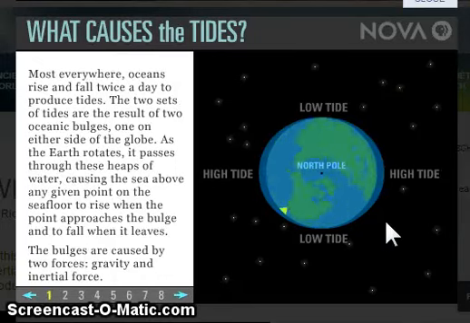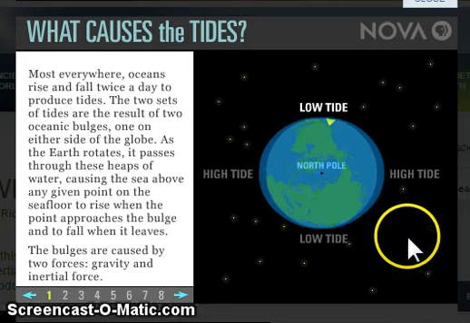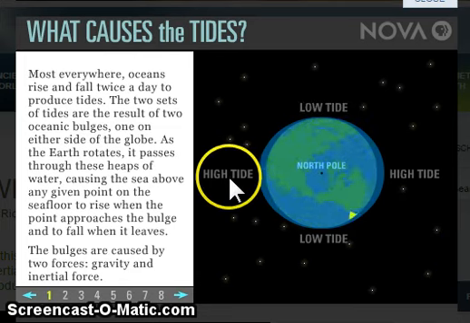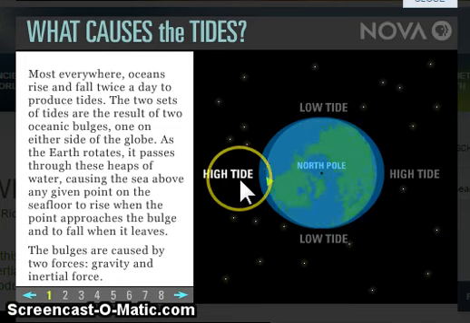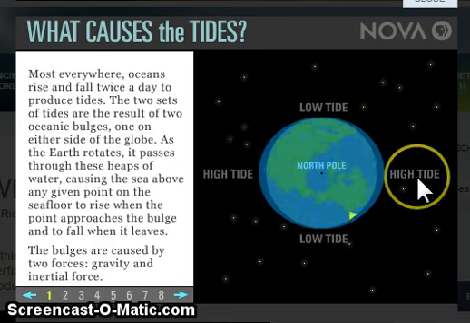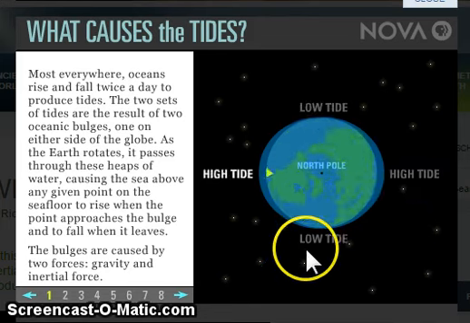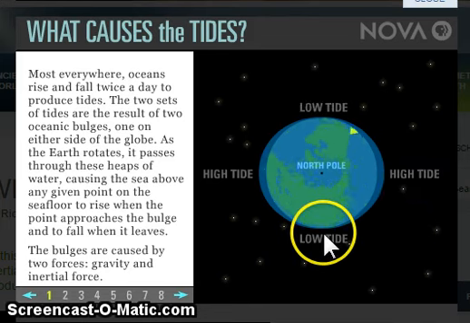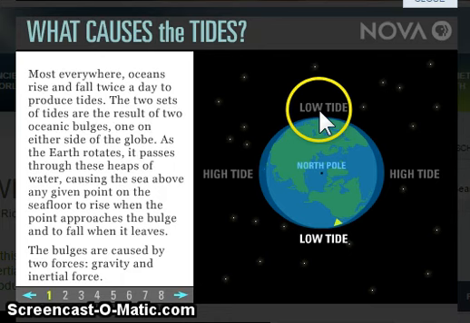Today's video will be about the tides. Everywhere on Earth, oceans are going to rise and fall twice a day to produce the tides. You can see in this animation right here that you're going to have high tide in this location, and exactly across on the other side of the planet, there will also be high tide happening. Same goes for low tide. Wherever there's a low tide, exactly on the other side of the Earth will be another low tide.